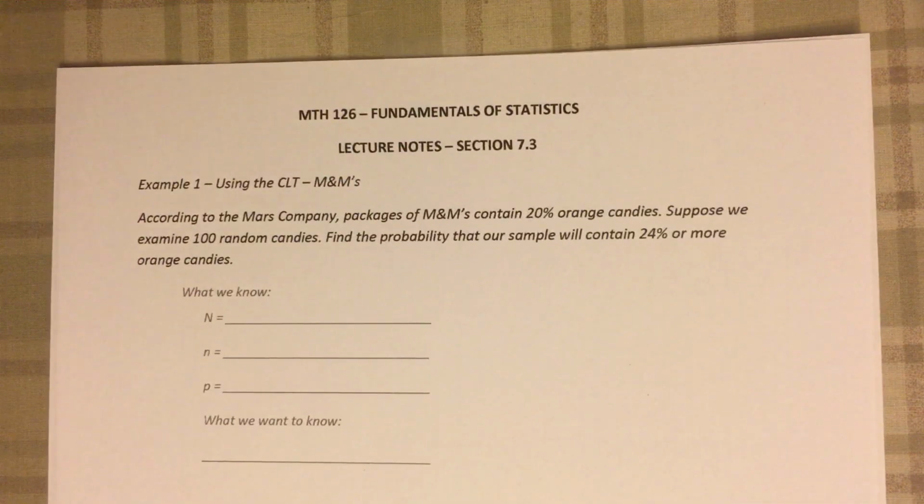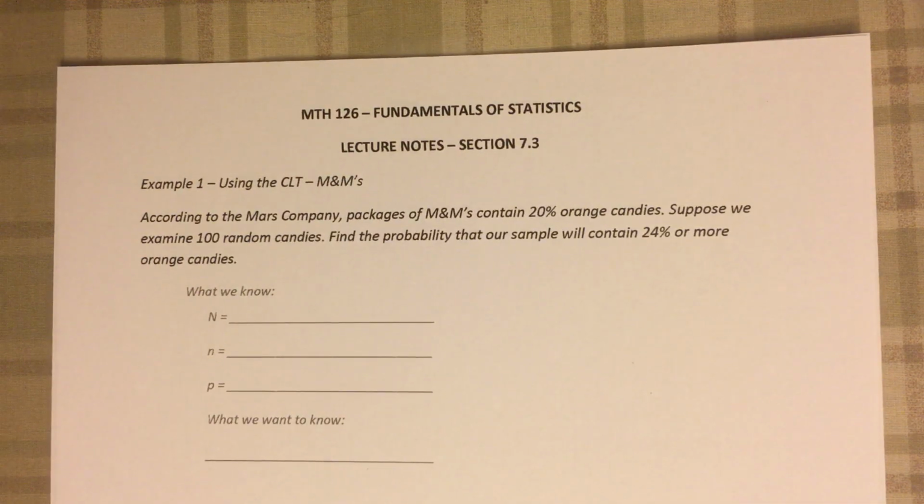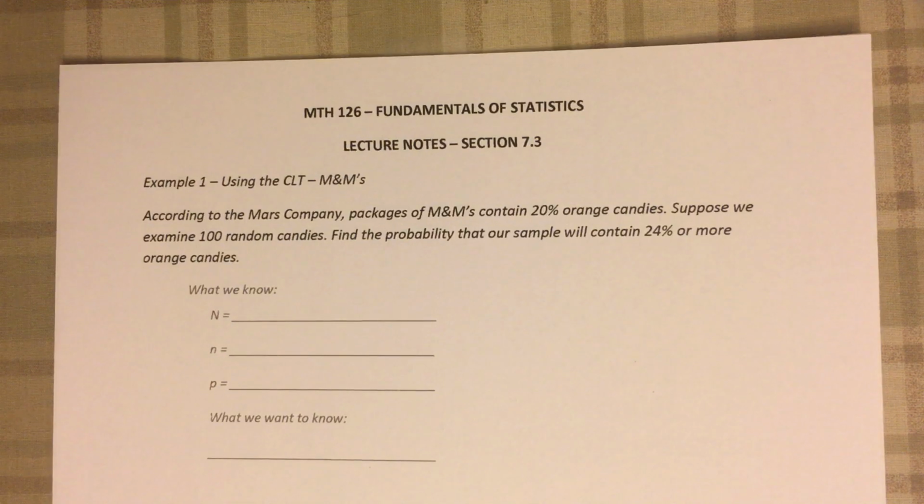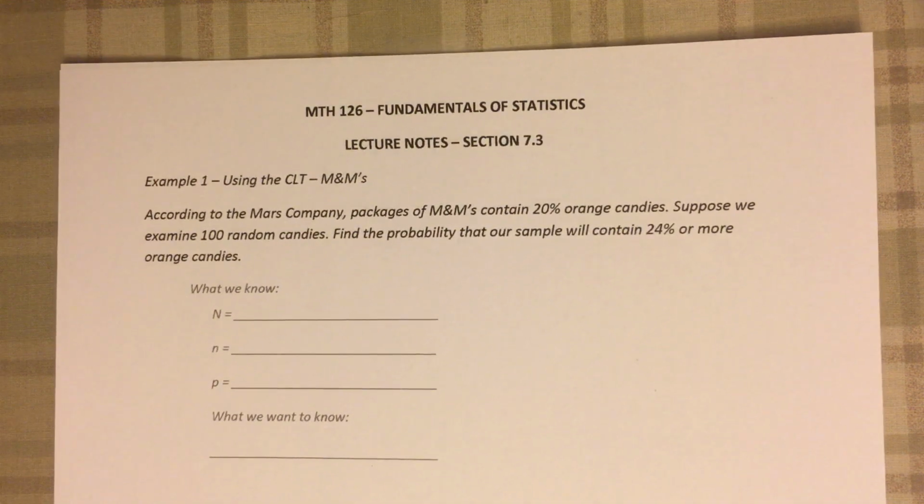All right, so let's work through an example. As we work through these, a nice way to organize our thoughts is how I have all of these examples set up, and the ones in your mini quizzes, where I ask you to fill out a few things before we actually find the percentage or probability that we're looking for. All right, so according to the Mars Company, packages of M&Ms contain 20% orange candies. Suppose we examine 100 random candies. Find the probability that our sample will contain 24% or more orange candies.